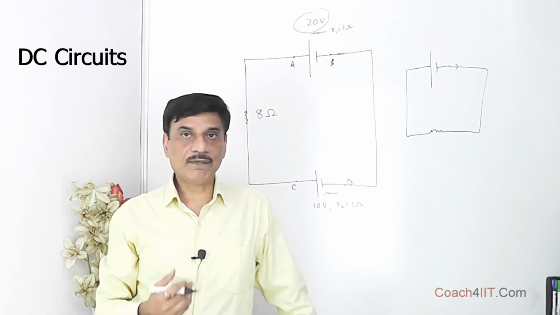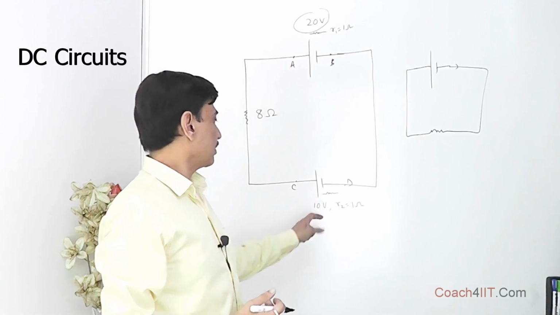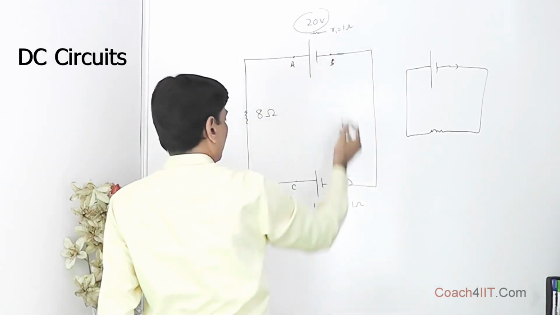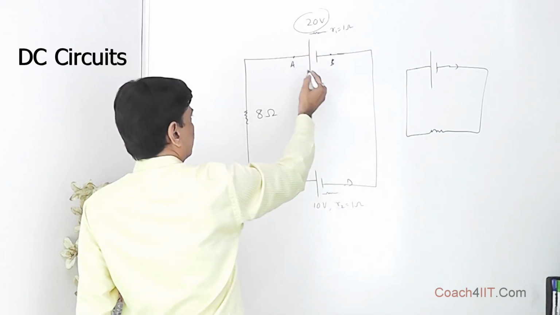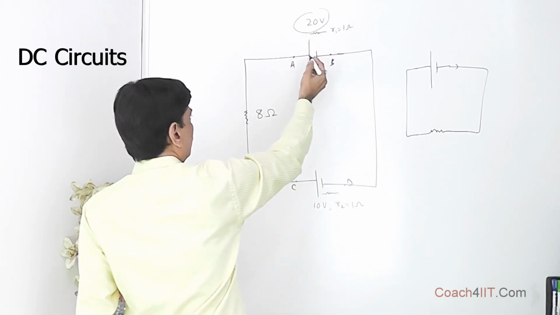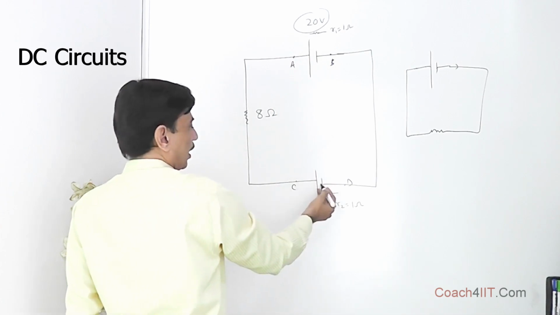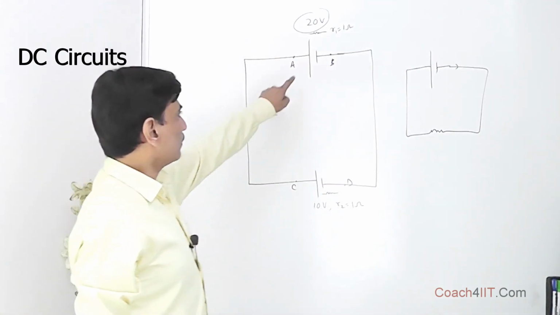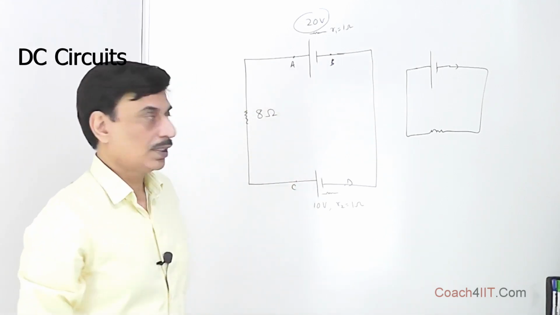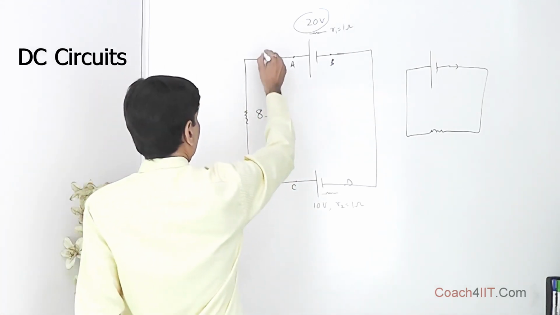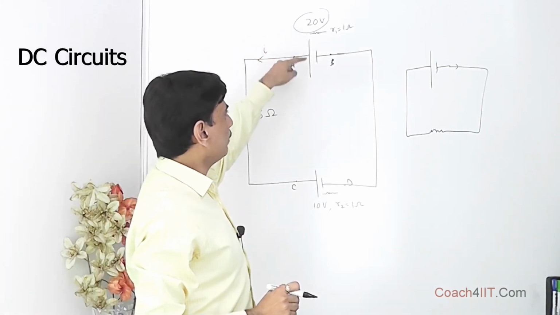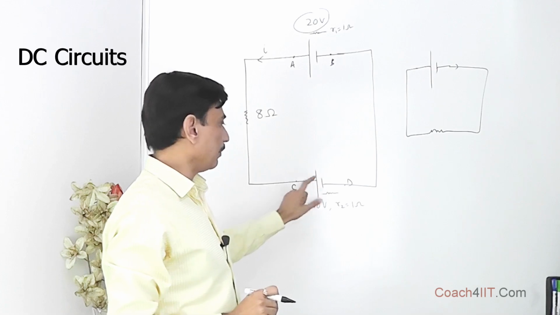Like in this case, if you see these two batteries, this is a 10 volt, this is a 20 volt battery, and they have internal resistance 1 ohm and 1 ohm. Because this terminal is positive, this will try to push the conventional current in this direction, and this will try to push the conventional current in this direction. Because this battery is stronger as compared to this battery, the current will be flowing in this direction. When we say 20 volt, it is the E.M.F of this battery. When we say 10 volt, it is the E.M.F of the other battery.